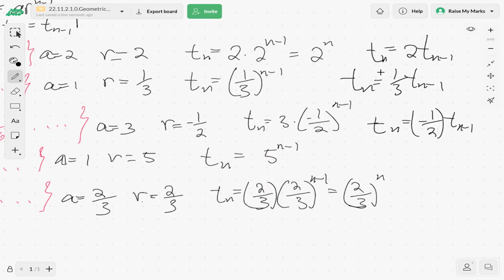Sequence 4, we get Tn equals 5 times T(n-1). And our fifth sequence, our final one, Tn equals 2/3 of T(n-1).